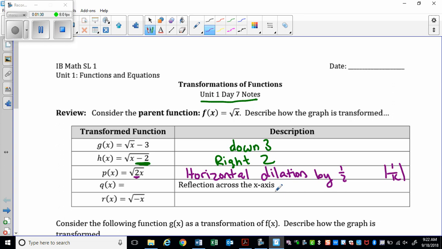When we reflect it across the x-axis, we're going to have a negative out in front of that square root. So that's reflecting it across the x-axis. So negative square root of x. When our negative is inside our square root, then we're going to reflect it across the y-axis. So this across the y-axis.